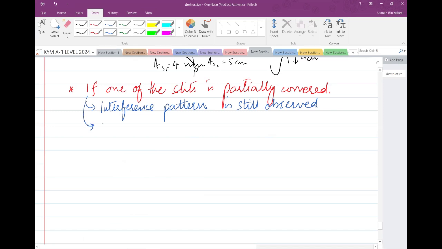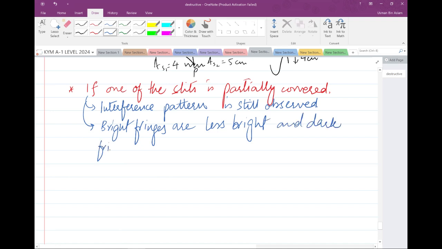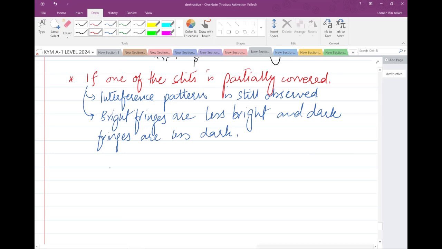but bright fringes are less bright and dark fringes are less dark. What does that even mean? Let's say these were the two sources of light, S1 and S2, and this was the interference pattern forming.